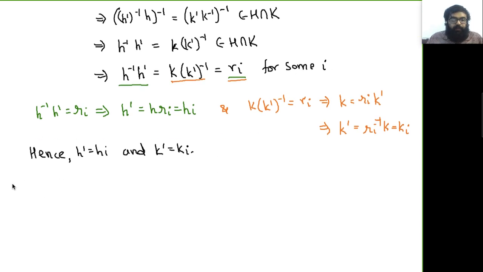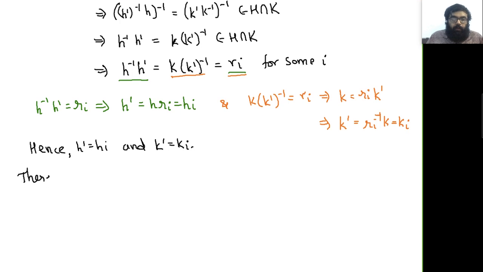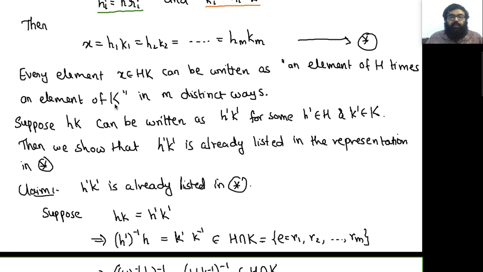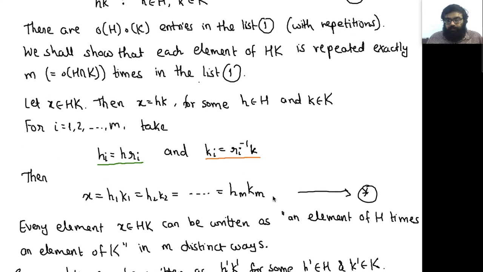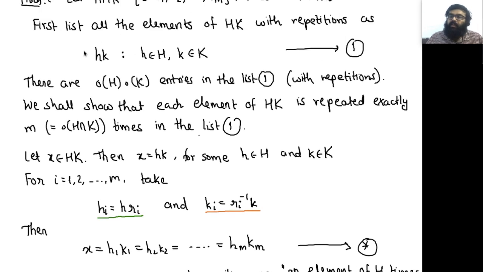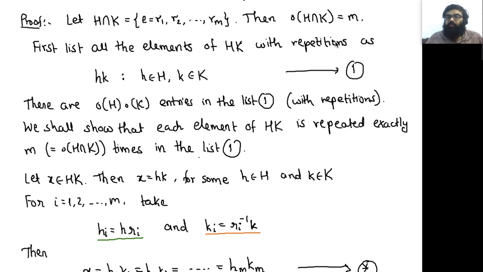So therefore, each element is repeated. This was our claim. So each element in this list HK, if we take an element of H and an element of K, how many elements are there? Order of H times order of K. Total entries were this many, but each element is repeated how many times? M times. So total how many distinct elements are there in this list? That is nothing but order of H, order of K upon M, which is nothing but order of H intersection K.